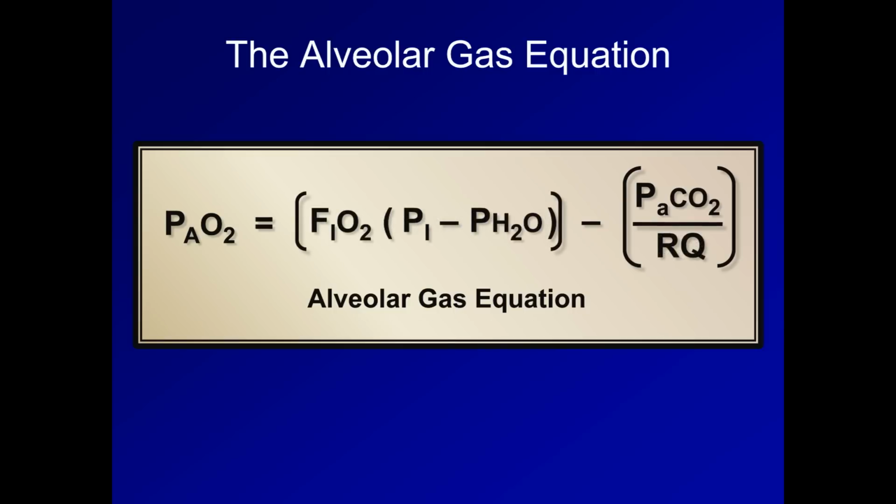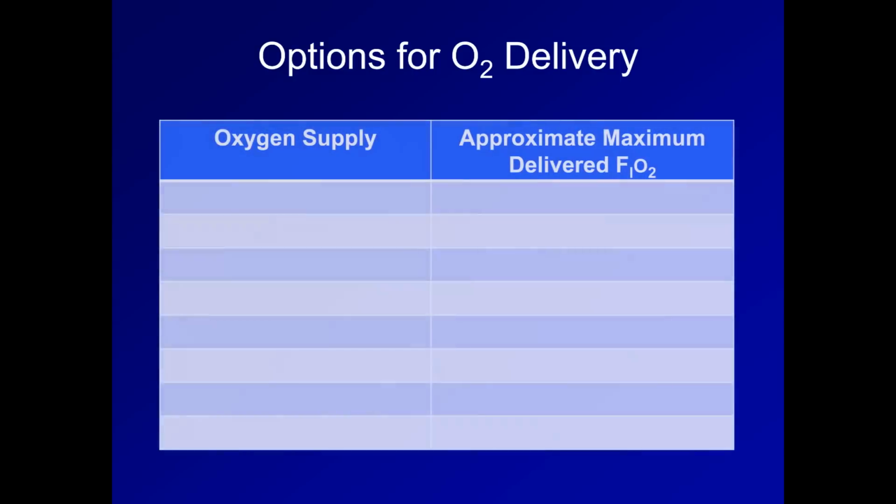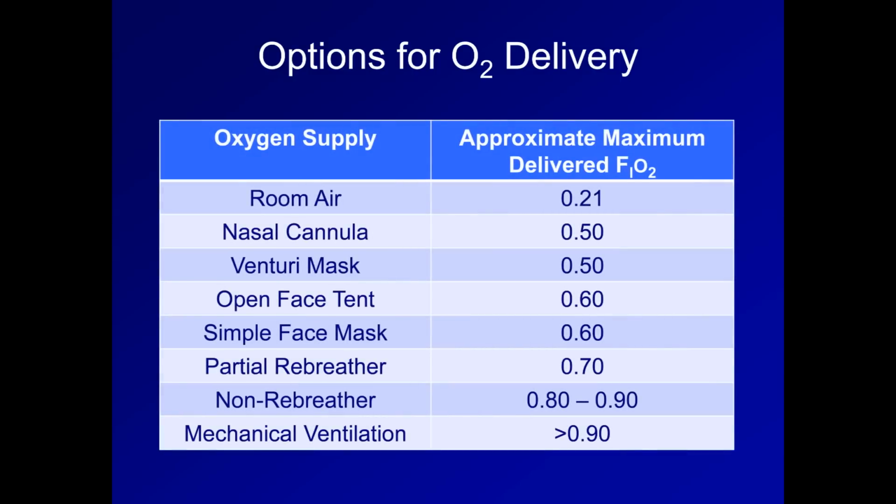To answer that question, we need to first review the options for oxygen delivery, and there are many. Here is a chart outlining a number of options and the approximate maximum values of the delivered FiO2 that I have compiled from numerous sources. Some of these values may be different than you've heard before. For example, it's frequently cited that nasal cannula can only provide 40% FiO2, or you may be wondering why non-rebreather masks and mechanical ventilation don't provide 100% FiO2. We'll talk about these discrepancies over the next couple of minutes.